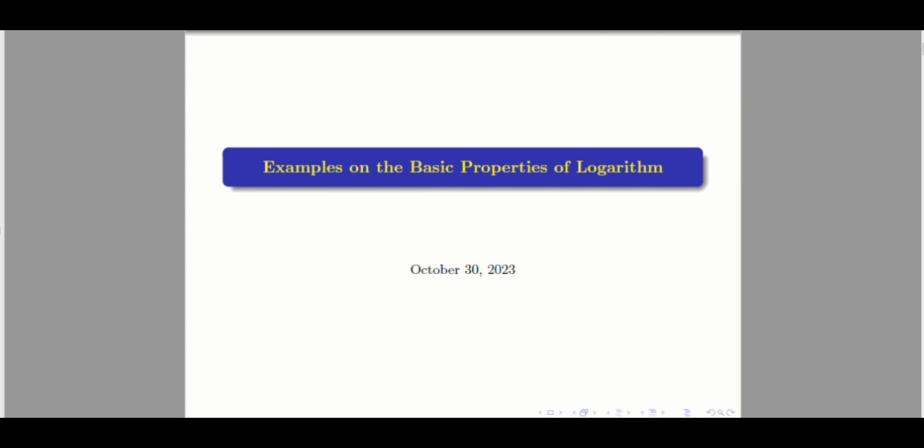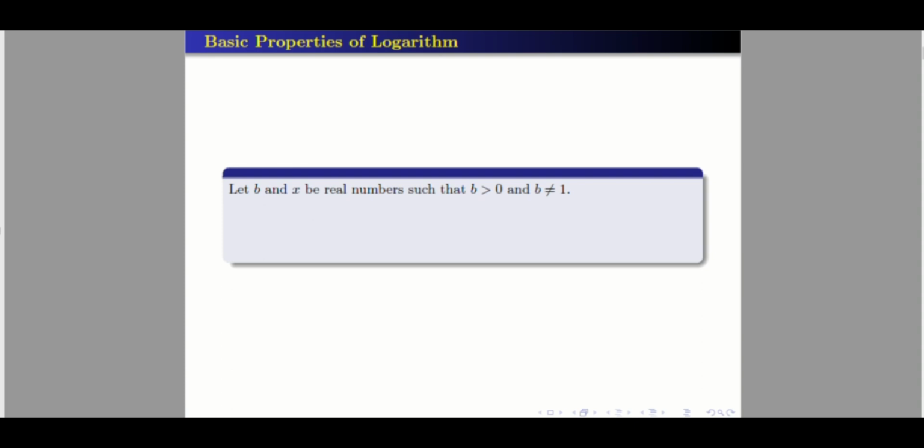Good day. We'll have some additional examples on the basic properties of logarithm. The link for the first part of the examples is posted in the description box. So let's have this review first for our three basic properties of logarithm.